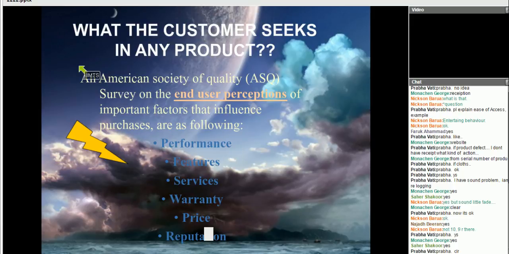Clear? How many of you have these parameters in mind when you go to shop? When you go to shop any product?